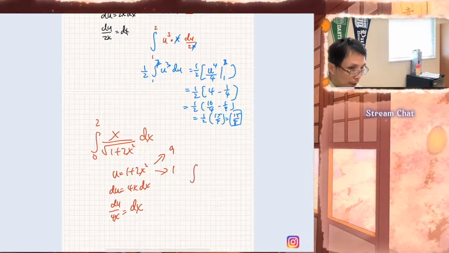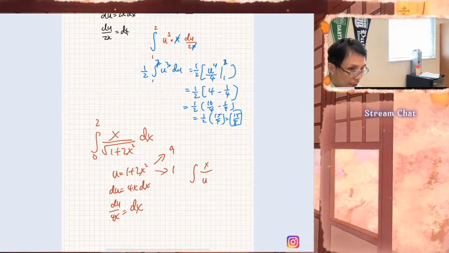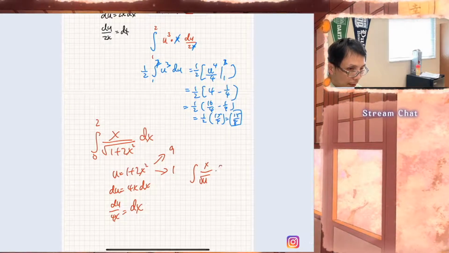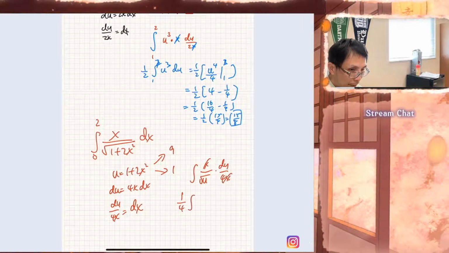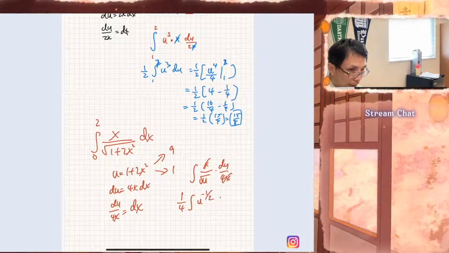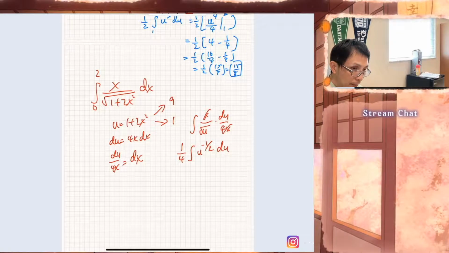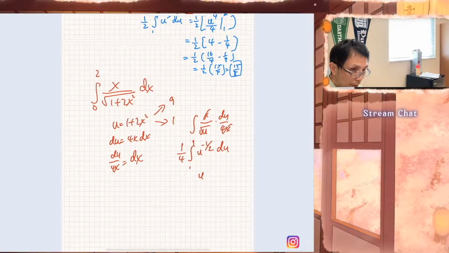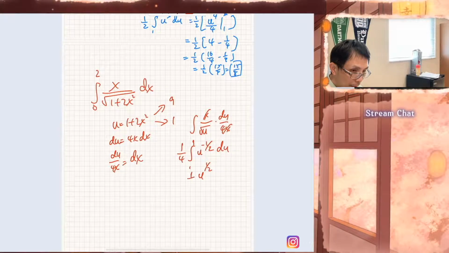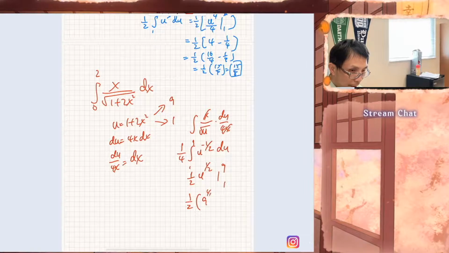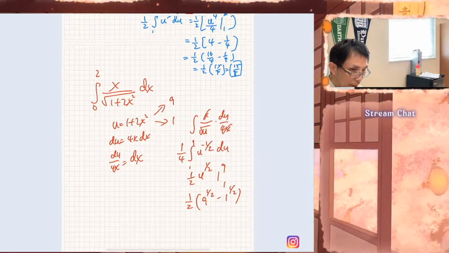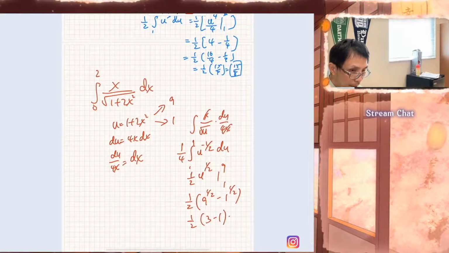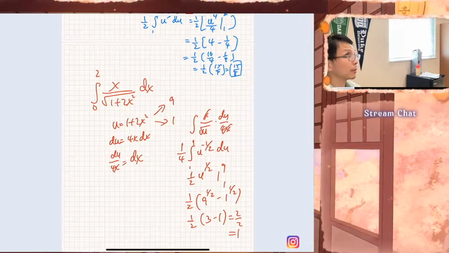9, 1. So it'll be the integration of x times the square root of u, and then this du over 4x. The x cancels out. Take out 1/4 to the front of u to the negative 1/2 du between 1 and 9. So u to the 1/2 times 1/2 between 9 and 1. 1/2, 9 to the 1/2 minus 1 to the 1/2 is equal to 3 minus 1, 2 over 2. The answer is 1.